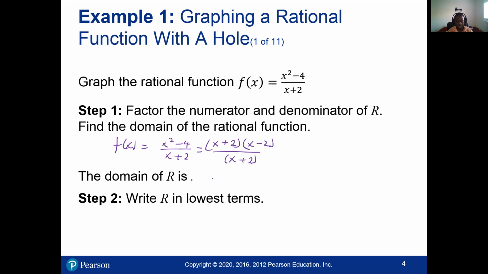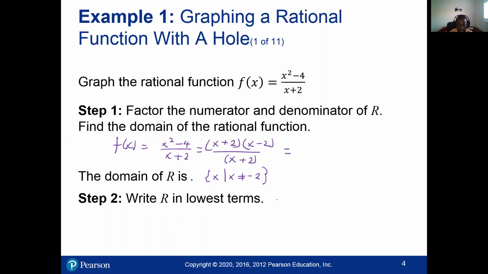Now, what is the domain? The domain is all real numbers such that x is not equal to minus 2. That is when you set the denominator to 0. But this can be simplified. Step 2 says write a rational function in lowest terms.